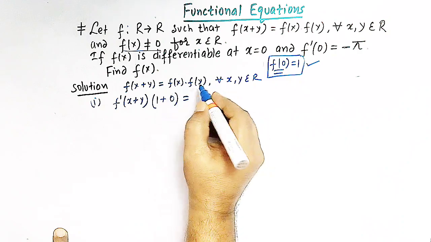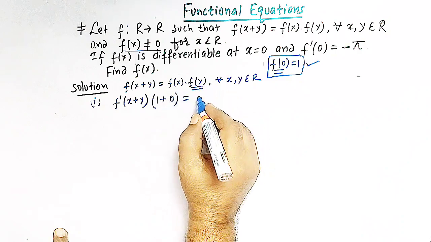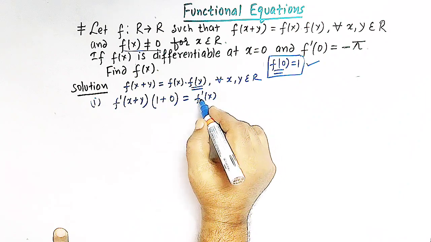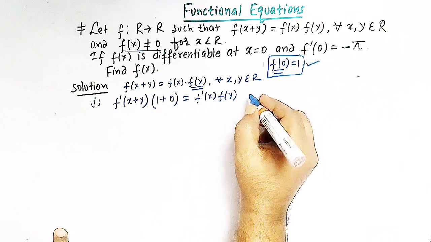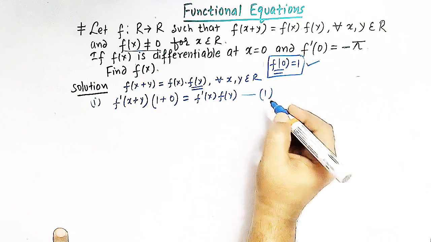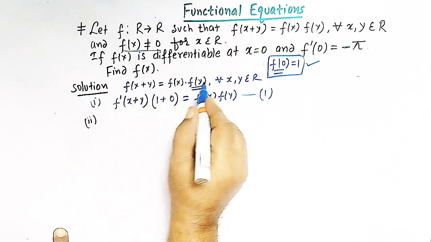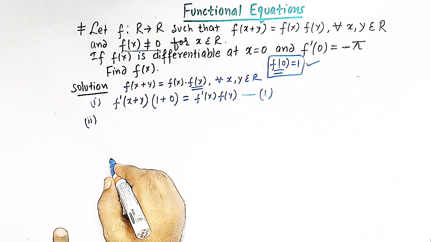And here we have f of y as constant, so we have simply the derivative of f of x. So we have f prime of x and f of y. So let us call this equation number 1. Now in the second step, we'll differentiate both sides partially with respect to y, right?